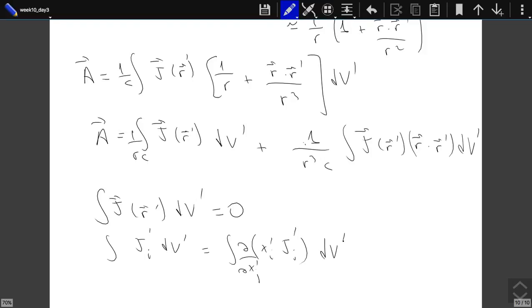You see, if you take the derivative of x_i prime with respect to x_j prime, it gives you a Kronecker delta ij, and that gives you J_i prime. Then there is the derivative of x_i prime multiplied with the derivative with respect to x_j of J_j prime. That is the divergence of J, which is 0. Or let me rewrite it, write it explicitly.